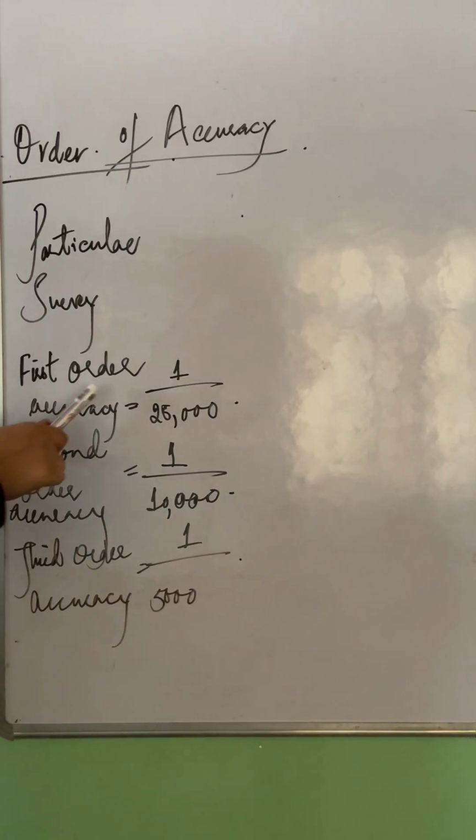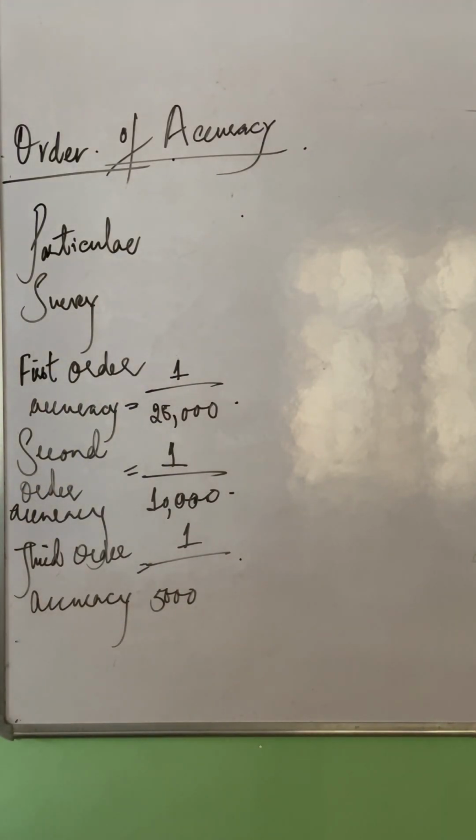So which measurement is more accurate? The first one, whose order of accuracy is 1 by 25,000. How? Because there is an error of 1 unit in every 25,000 units. And in the second one, there is an error of 1 unit in every 10,000 units. And in the third one, there is an error of 1 unit in every 5,000 units. All right. So this was about order of accuracy, which is the minimum degree of accuracy that is allowed for a particular survey and the range of allowed degrees of accuracy. And that is known as our order of accuracy.